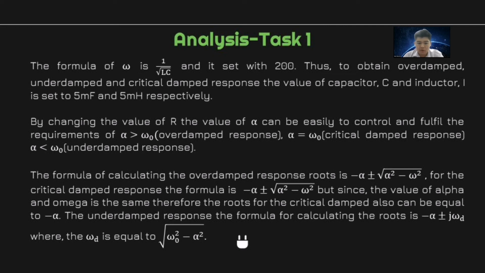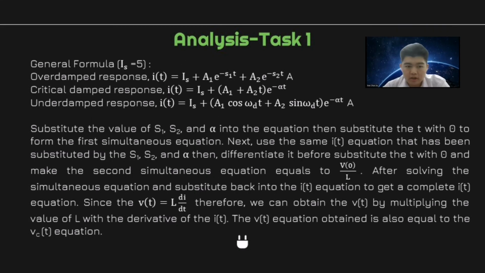The formula for calculating the overdamped response roots is negative alpha plus minus square root of alpha squared minus omega squared. For the critically damped response, the formula is the same, but since the value of alpha and omega is the same, the roots for the critically damped response can also be equal to negative alpha. For the underdamped response, the formula for calculating the roots is negative alpha plus minus j omega d, whereas omega d is equal to square root of omega squared minus alpha squared. The above are the formulas for the overdamped, critically damped, and underdamped responses.